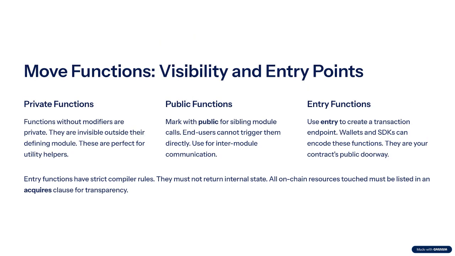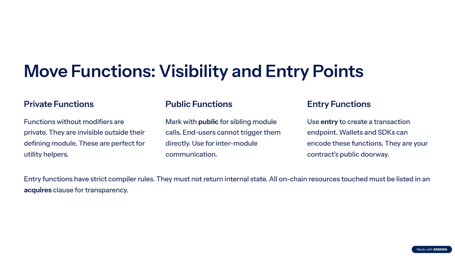Move borrows familiar visibility levels, then adds one tailored to blockchains. A plain function, no modifier, is private and invisible outside its defining module, perfect for utility helpers. Mark a function public and sibling modules may import and call it, but end users still can't trigger it directly. The entry keyword elevates a public function to a transaction endpoint. Wallets and SDKs can now encode it into a payload.